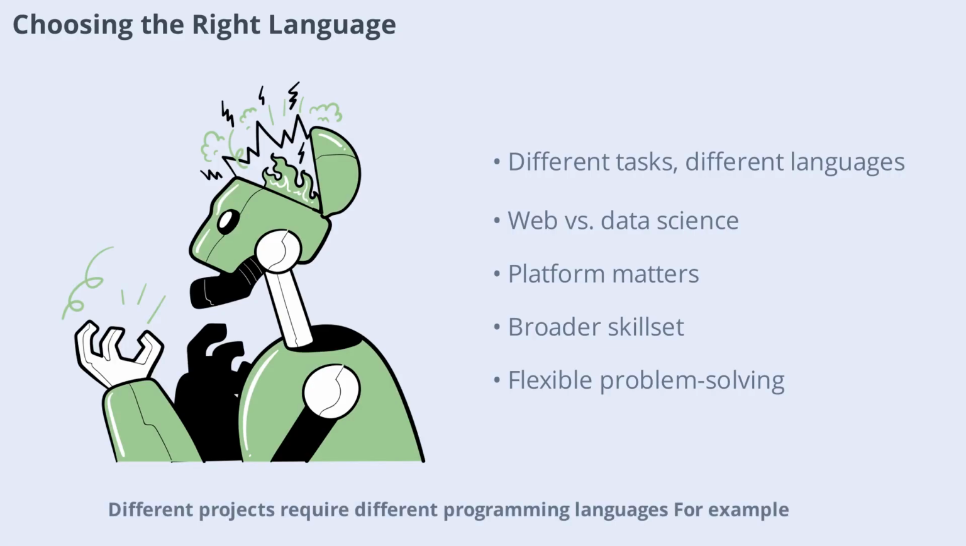Different projects require different programming languages. For example, web development often uses JavaScript while data science relies on Python. The choice depends on the task, the platform, and the programmer's goals. Learning more than one language can help you tackle a wider range of problems.